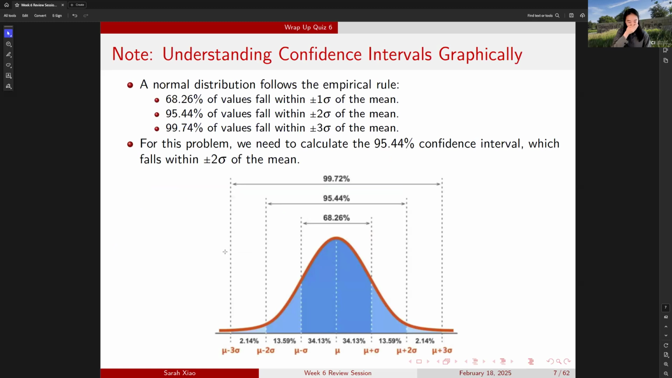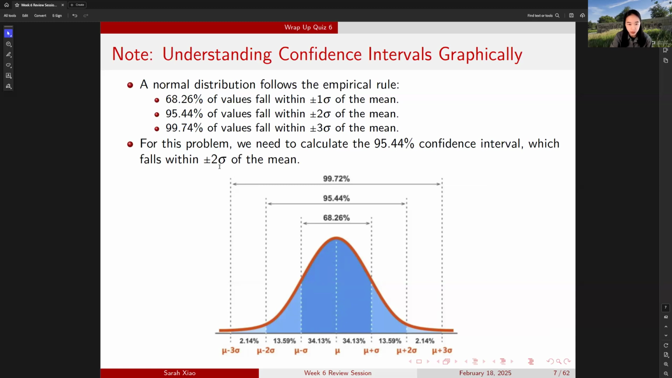So firstly, I will give a quick review of the confidence interval. In this graph, we can see that a normal distribution follows the rule here. About 68% of values fall within one standard deviation of the mean, and about 95% of values fall within two standard deviations of the mean. And lastly, about 99% of values fall within three standard deviations.